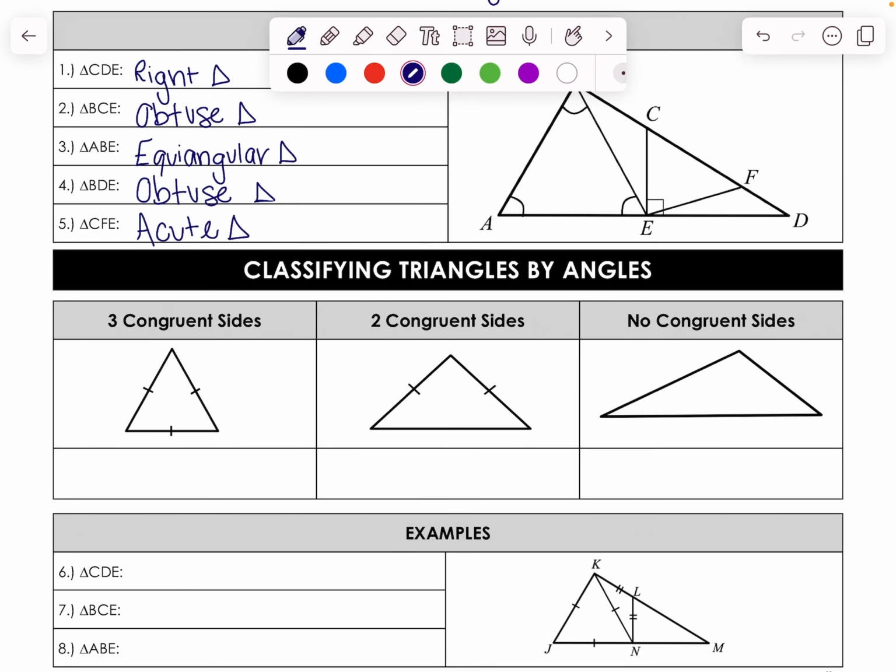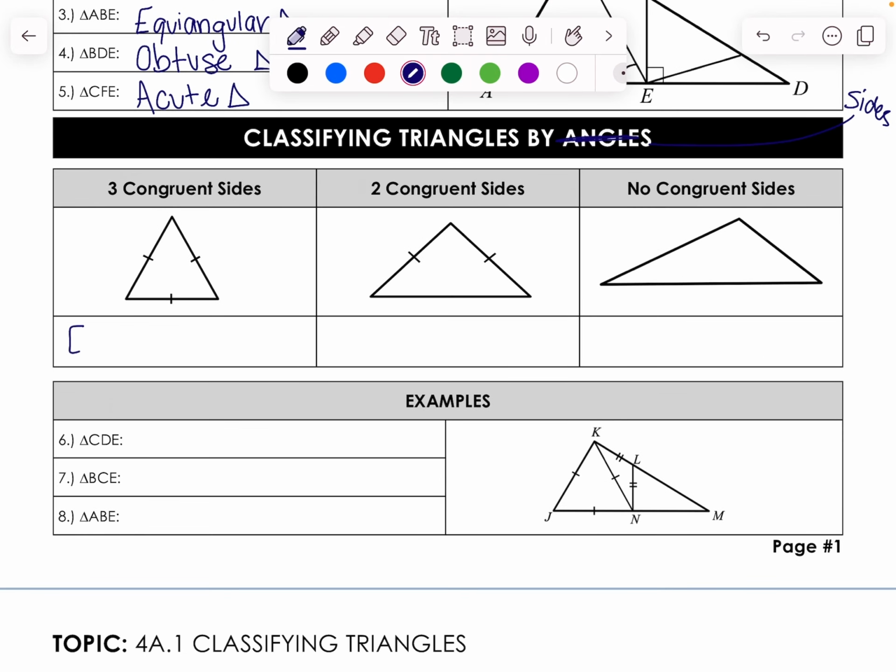Okay, these are the ones that we're going to classify by sides, so if you want to change that to sides. Okay, if it has all three sides congruent, y'all have heard of this one before, it's equilateral. All right, then if it has two congruent sides, that is going to be isosceles. And then if it has no sides congruent, that's going to be called scalene.